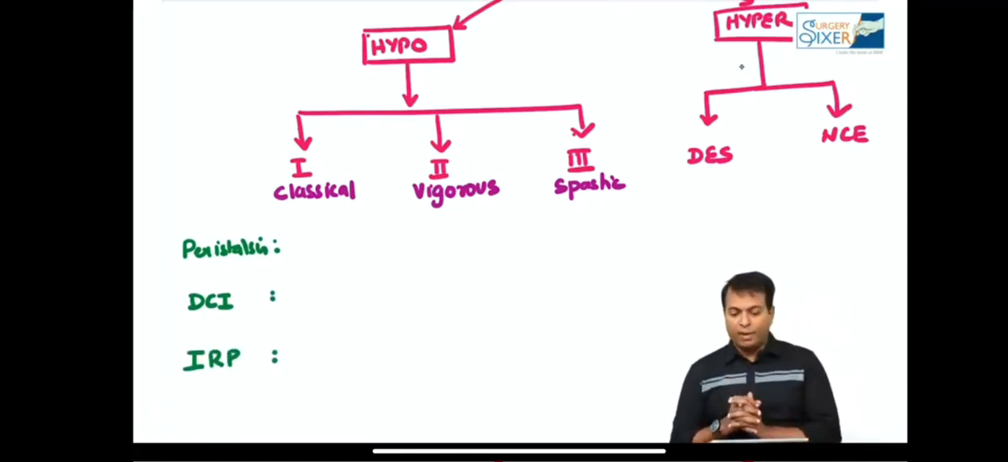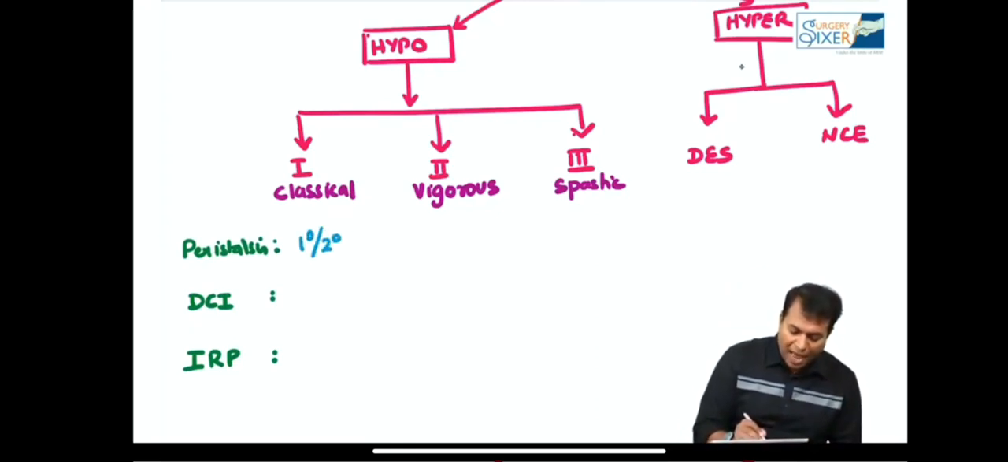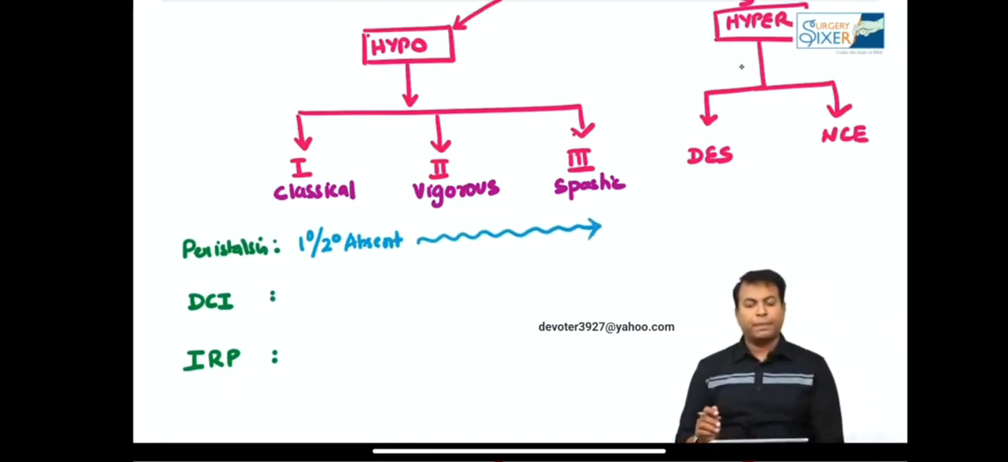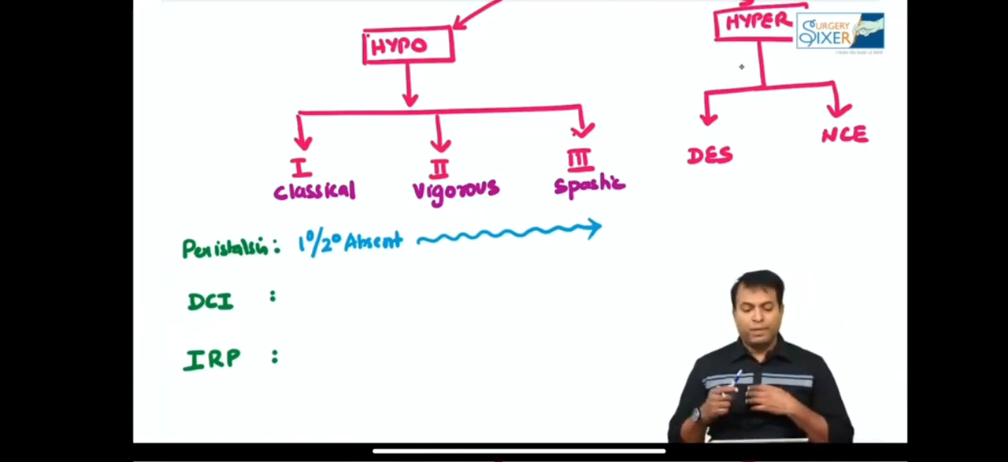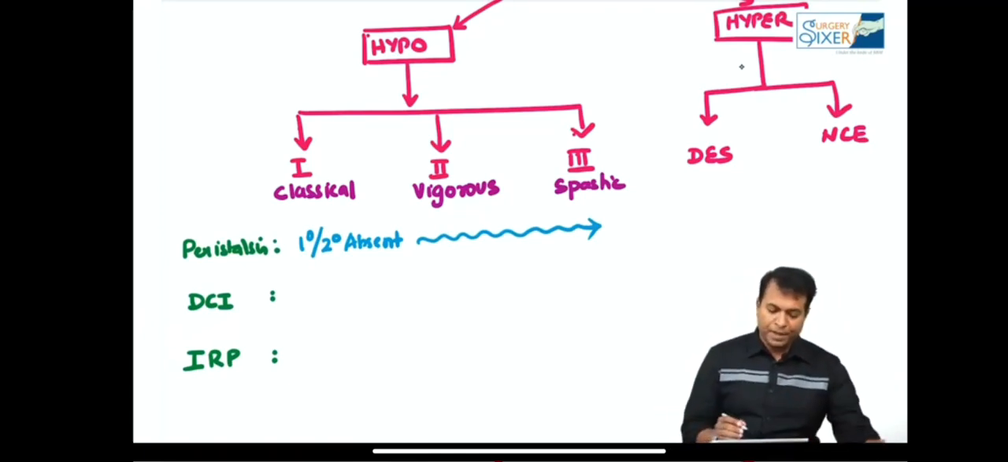Okay, so now let us discuss one by one. In classical achalasia, both primary and secondary peristalsis are absent. Absent or failed peristalsis is seen in all types of achalasia, type 1, 2, 3. In all these cases we have failed peristalsis.